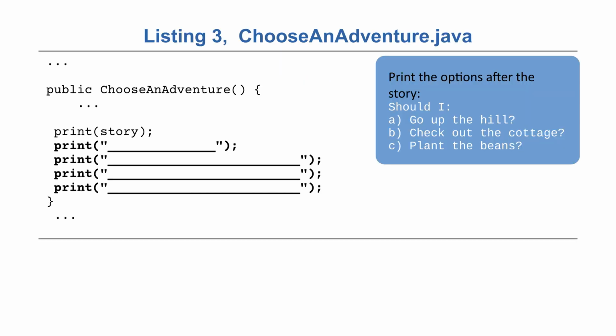Every adventure needs some good options. Exercise 3. Provide options. Print the options after the story. Should I A. Go up the hill, B. Check out the cottage, C. Plant the beans? Run it. What happened? It should have printed the options after the initial paragraph.